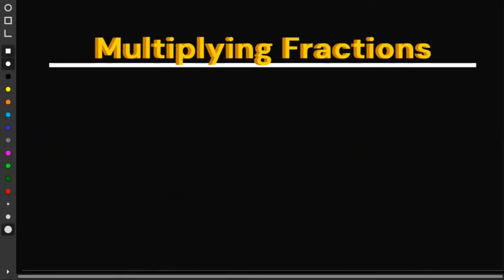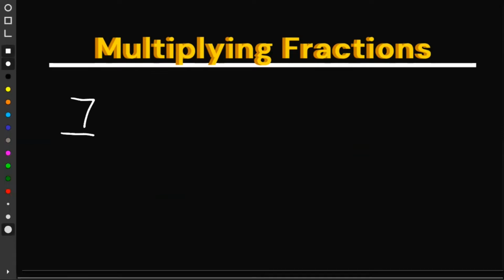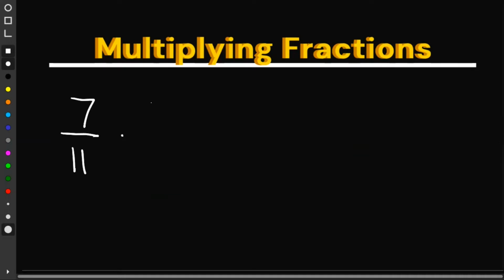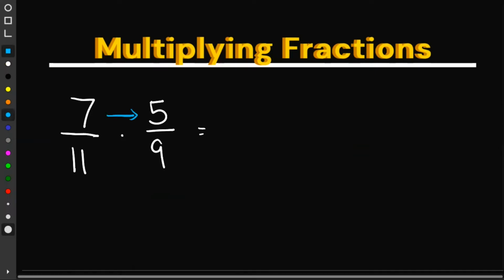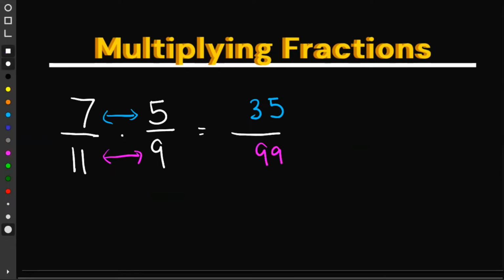Now for now, let's try more examples. So if we have 7/11 times 5/9. So we first multiply these 2, that would give us 35. And we will multiply these 2, that would give us 99. And this is our answer.